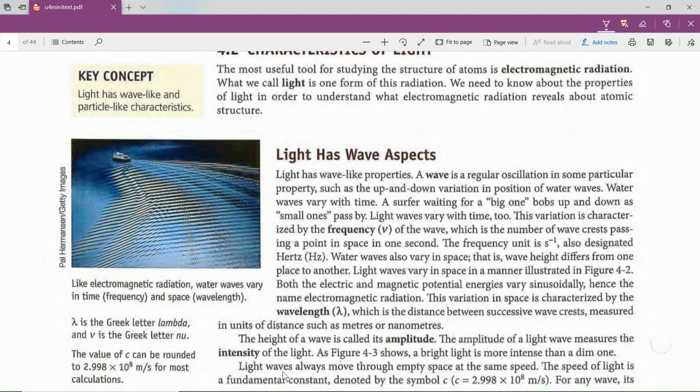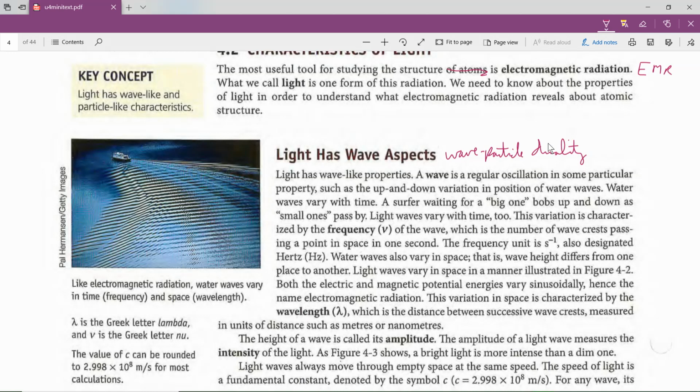The most useful tool for studying the structure of an atom, what's in an atom, is called electromagnetic radiation, EMR. What we call light is one form of this radiation. We need to know about the properties of light in order to understand what electromagnetic radiation reveals about atomic structure. Okay, so light has both particle and wave properties. It's called the wave-particle duality. Light has wave-like properties.